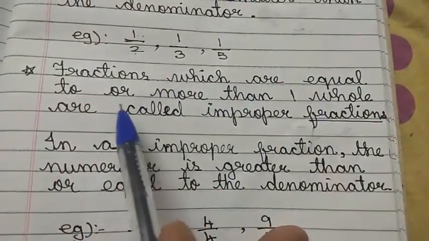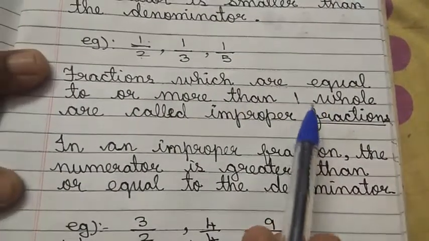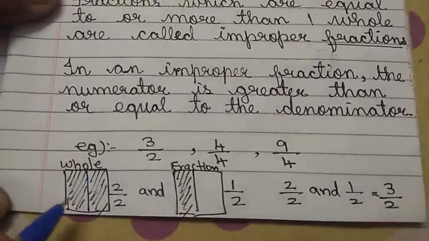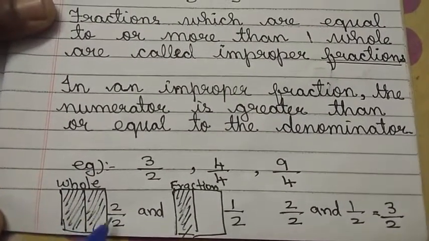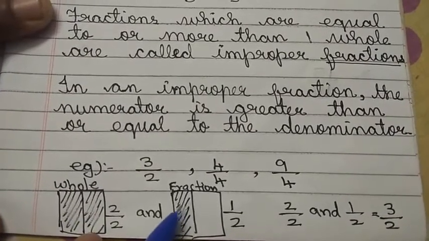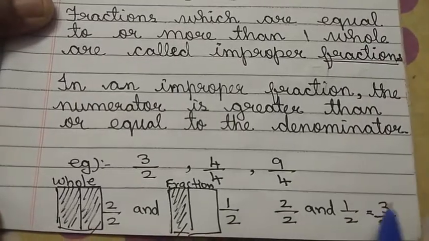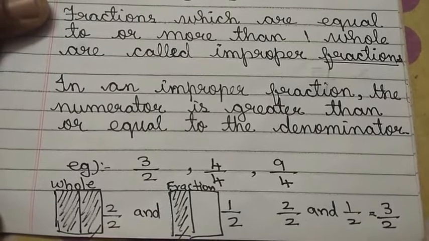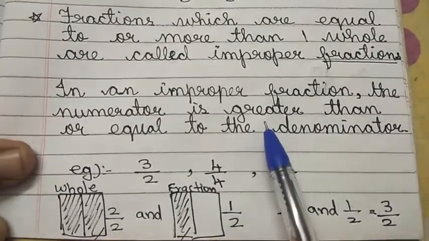Fractions which are equal to or more than one whole. More than one whole means, can you see the picture? This is one whole, and another fraction is there. So this is one whole, 2 by 2, and here 1 by 2 because 1 is shaded. So when we add these both, we get what? 3 by 2. So this is more than one whole.